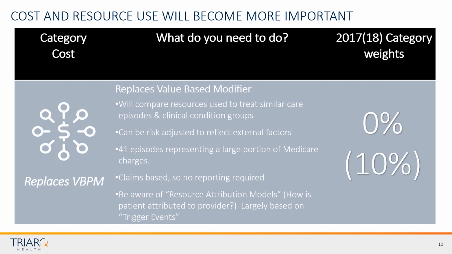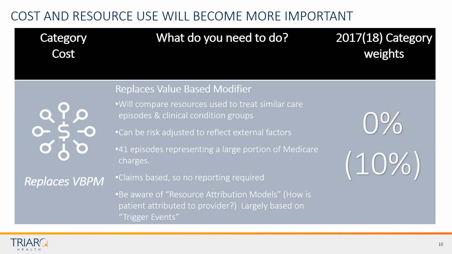This really does replace the value-based modifier. It's going to compare resources used to treat similar care episodes and clinical condition groups. It can be risk adjusted to reflect external factors, right? So if you're treating someone who's sicker than the guy down the street, they do risk adjust for that.